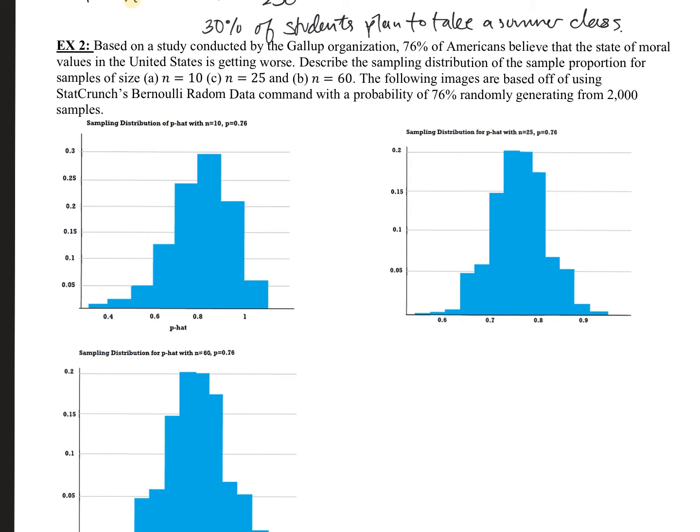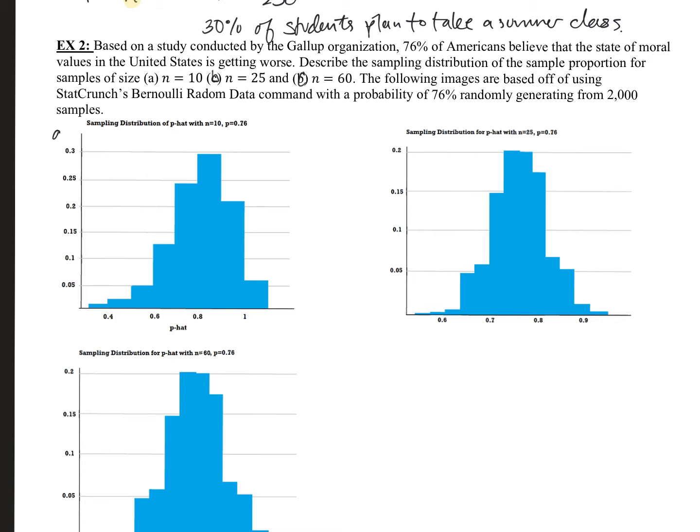Now let's take a look at example 2. Based on a study conducted by the Gallup organization, 76% of Americans believe that the state of moral values in the United States is getting worse. Describe the sampling distribution of the sample proportion for samples of size A, n equals 10, B, n equals 25, and C, n equals 60. The following images are based off of using StatCrunch's Bernoulli random data command, with a probability of 76%, randomly generating from 2,000 samples.